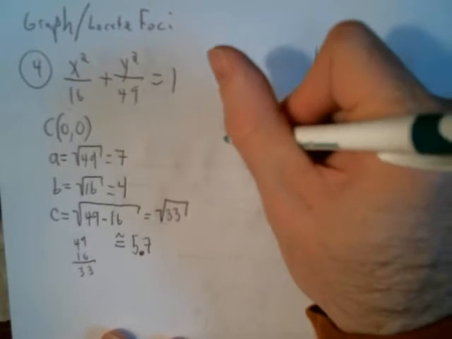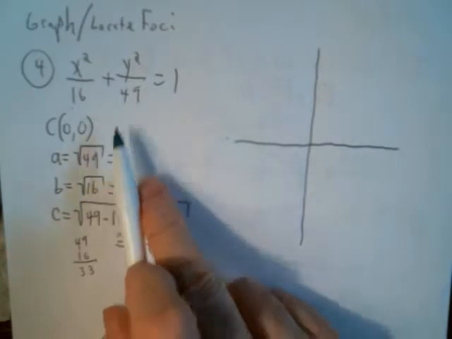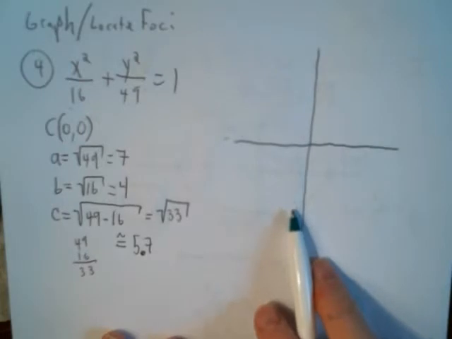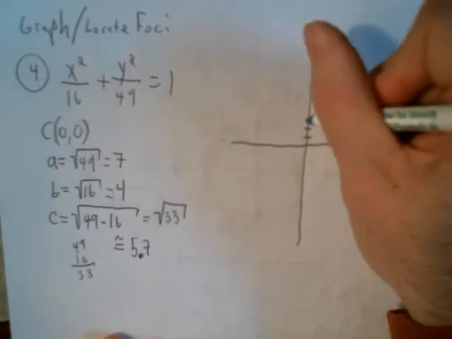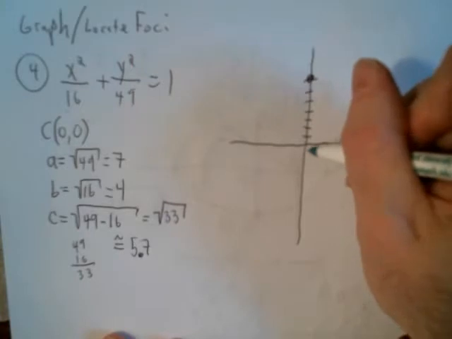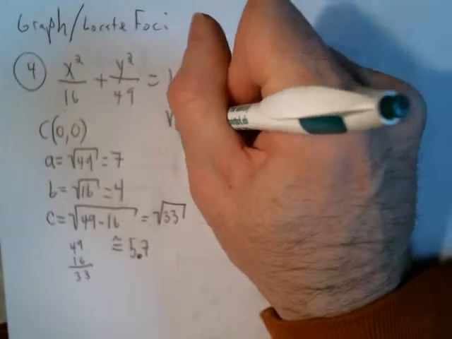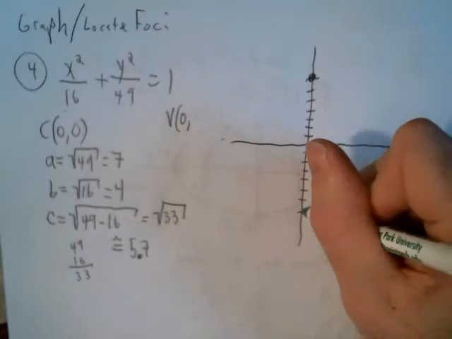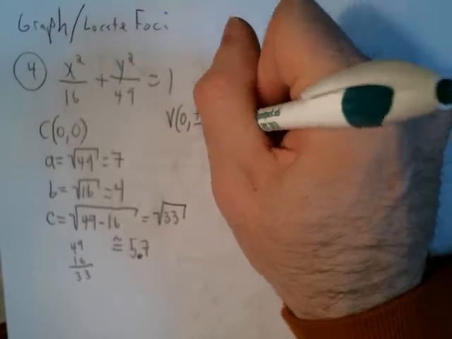We can go ahead and graph this thing now. Because the a value is associated with the y term, we have the major axis on the y-axis in this case. So I'm going to have to go up 7: 1, 2, 3, 4, 5, 6, 7. That'll give me my a, my vertex, really. So these are my vertices I'm talking about. So the first one, 0, 7. And then the second one, 1, 2, 3, 4, 5, 6, 7, 0, negative 7. So in this case, it's okay to write 0, plus or minus 7.